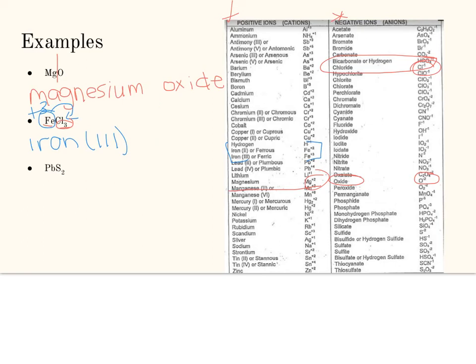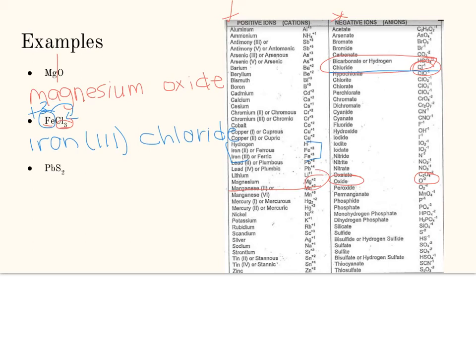Okay, now we have to go to naming the anion. Again, the anion is Cl. I find Cl over here. I see it's called chloride. And so I simply copy the name exactly as I see it. And so FeCl3 has a chemical name of iron 3 chloride.